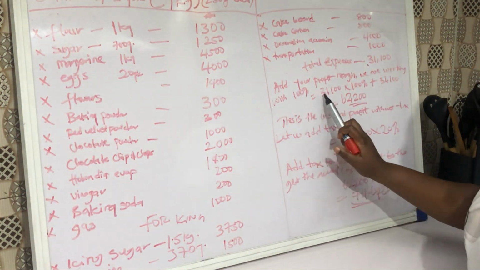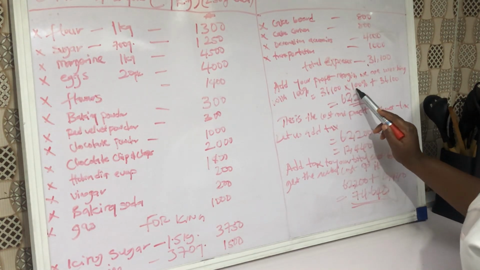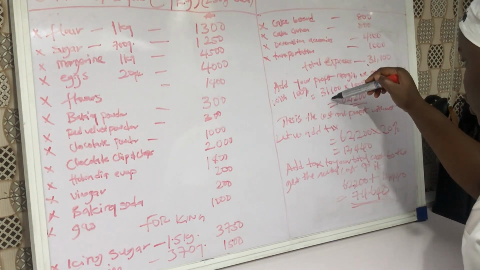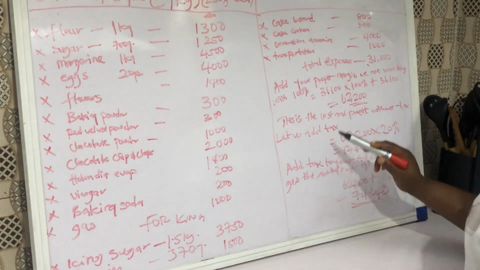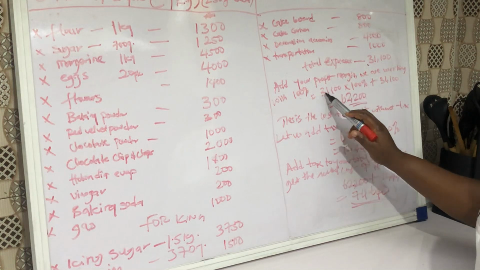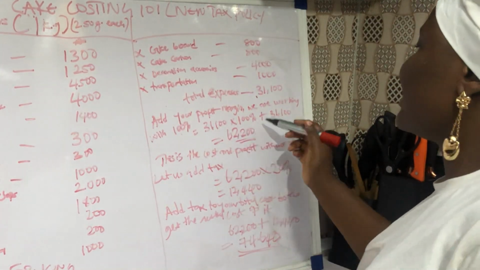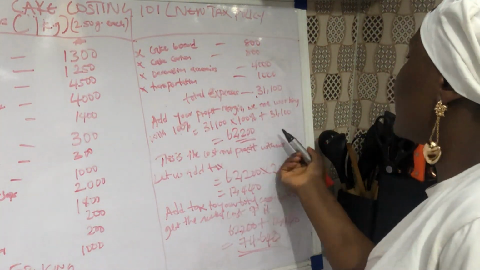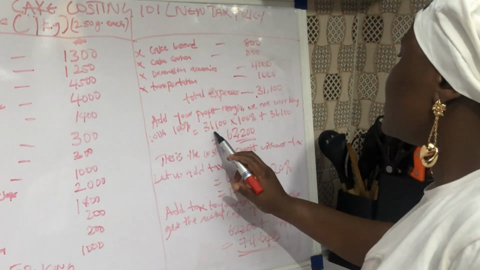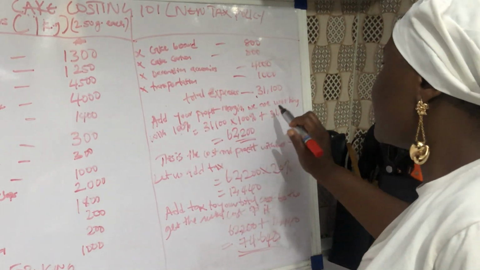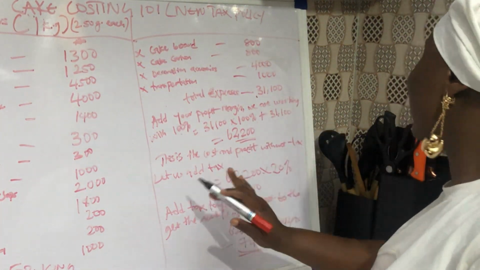But for the purpose of this one, I'm using a 100% profit margin. That is to say 31,100 naira times 100% plus the cost price equals 62,200. Because 100% of 31,000 is 31,000 naira. So it's just like saying 31,000 times 2, 62,200. Now if you want to use 70%, it's going to be 31,000 times 70% plus the 31,000. If you want to use 200%, it's the same way.